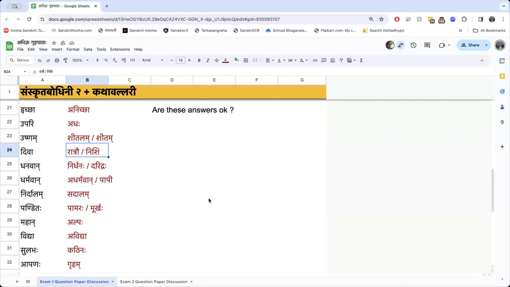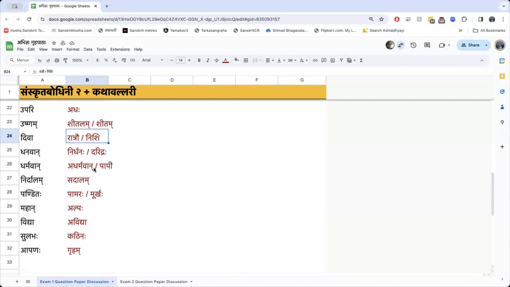Okay, then fine. Dhanavan, nirdhanaha, daridraha, both are fine. Dharmavan, papishtaha or papi is also fine. This nirdalam is something wrong. I think that is nirjalam. Nirjalam, sajalam. Yeah, this is wrong here. Nirjalam was a separate question that I had answered, but this Nirdalam also came. No, Nirdalam is actually a typo, ma'am. Okay, it will be corrected at that point of time. Don't worry.